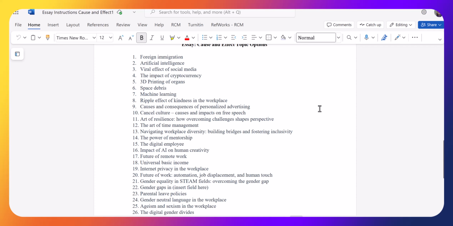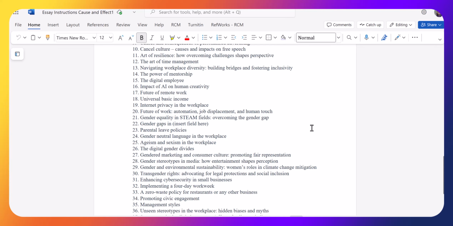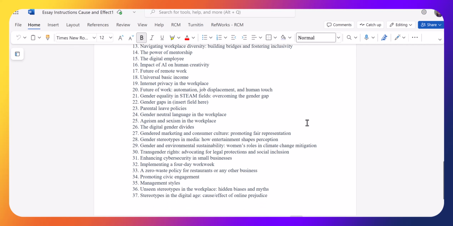Foreign immigration, artificial intelligence, AI is everywhere. The viral effect of social media, the impact of cryptocurrency, the 3D printing of organs, space debris, machine learning, this is probably known to us as LLM, the ripple effect of kindness in the workplace, and you can read the rest of them. I've had lots of students write on these particular topics, and they've written some very insightful and very effective cause-effect essays on these topics.